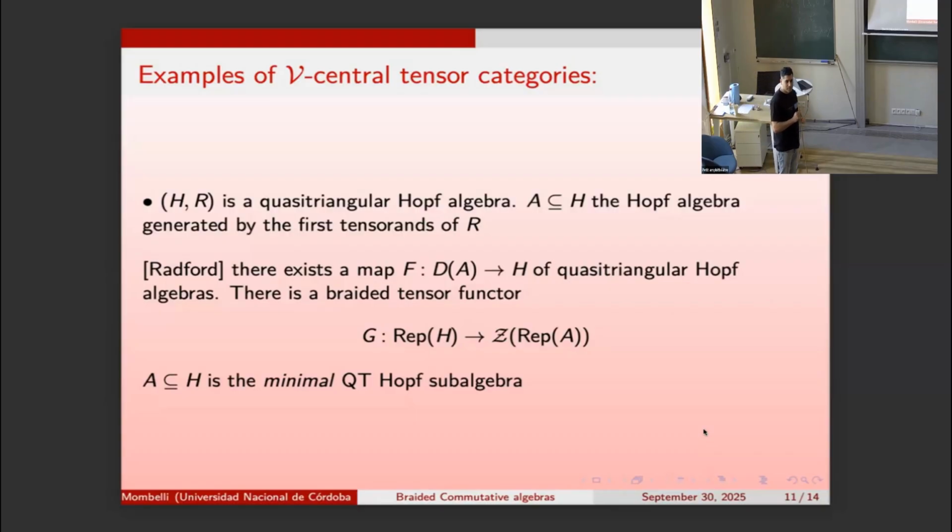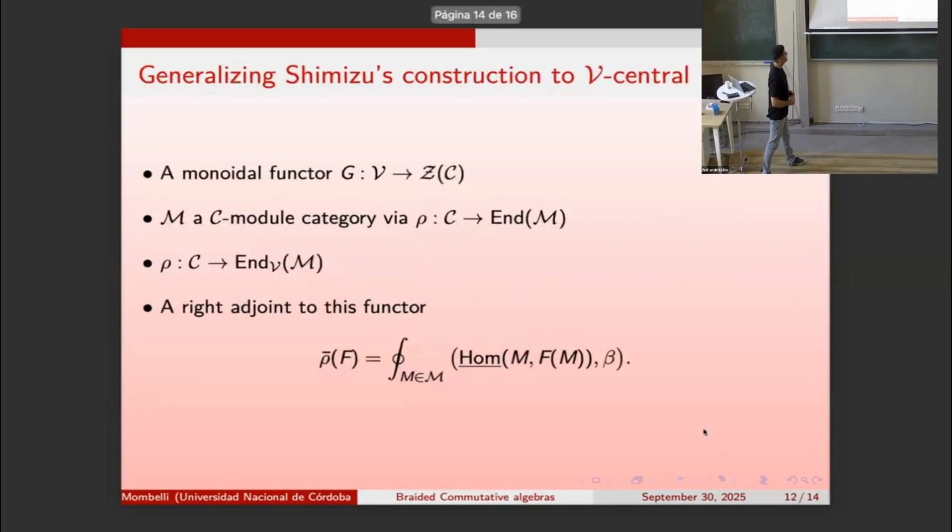I didn't want to put the actual definition, but for those that are interested, I could point to the paper. It's a Radford paper. And you say it's quasi-triangular? Yes, it's quasi-triangular. It has the same R matrix, right? Yes, it's the same. It's taking the minimal Hopf algebra such that R belongs to it. And somehow, okay, I will say later.